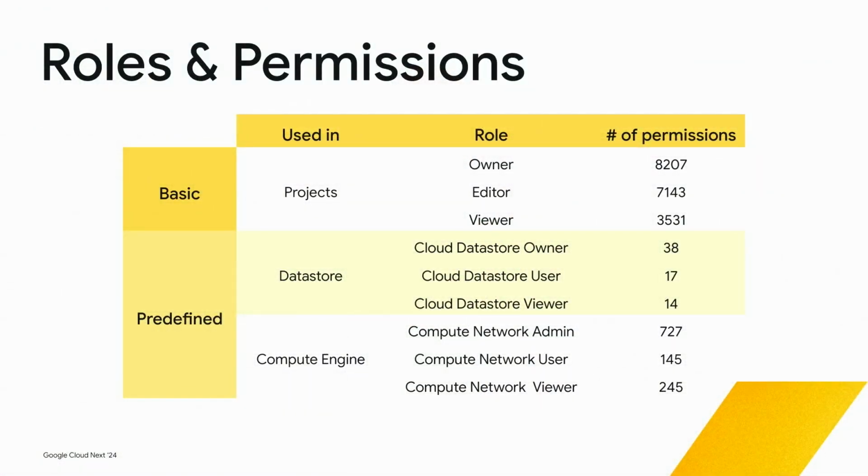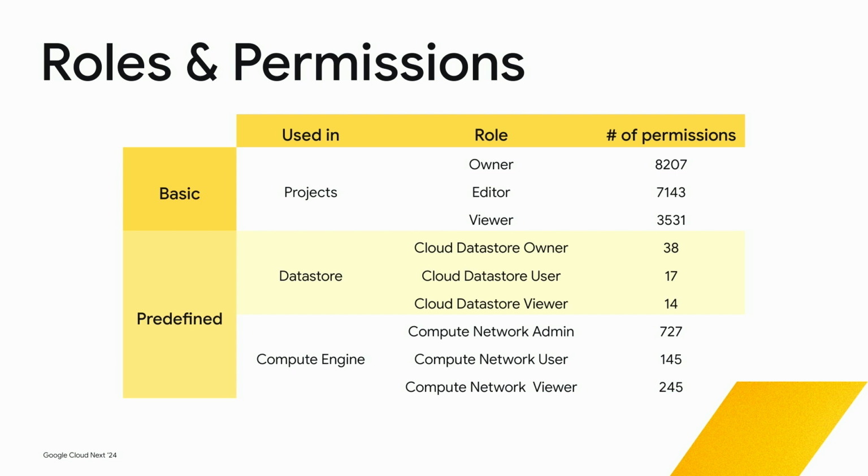Next, roles and permissions take a few different types of forms. If you've used IAM before, you might have seen these, but these are broken down into basic roles, and these are the owner, editor, and viewer roles. And these are very, very powerful roles within your project that give you many, many permissions. So the owner role here will have 8,207 permissions, for example, right? So this effectively can do anything within your project. The editor has a very similar number of permissions, and then the viewer has all of the permissions to view all of the resources in your project.